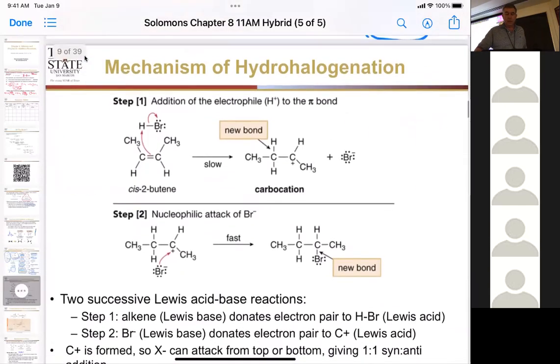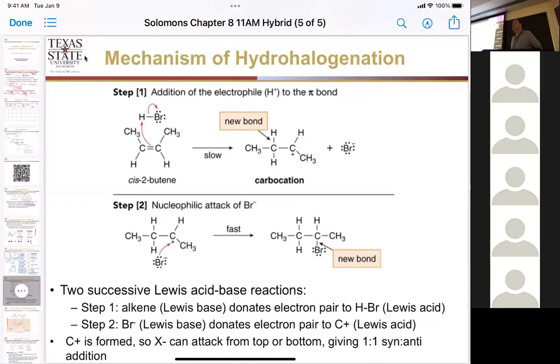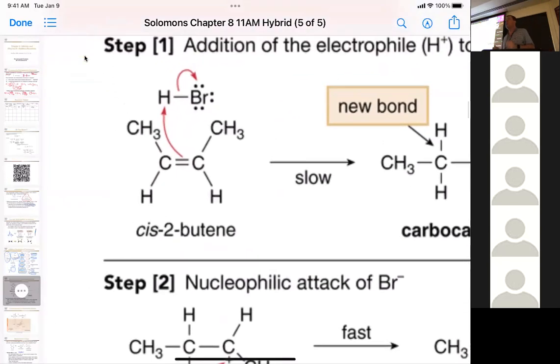Okay, so in the first one we have hydrohalogenation. Basically, you're going to add acid across the double bond. Okay, so the first thing that's going to happen is your nucleophile, the pi bond, the alkene, is going to attack the electropositive side of the acid. Okay, so that means the hydrogen, because this is a polar bond, right?